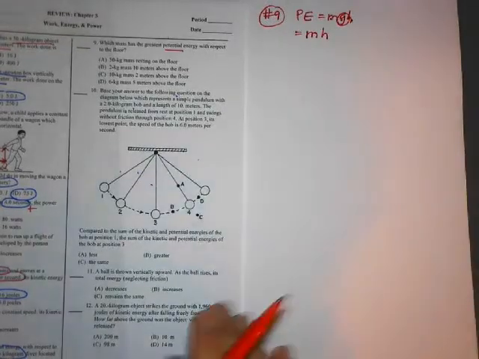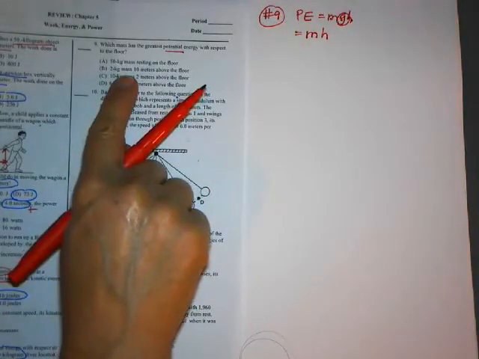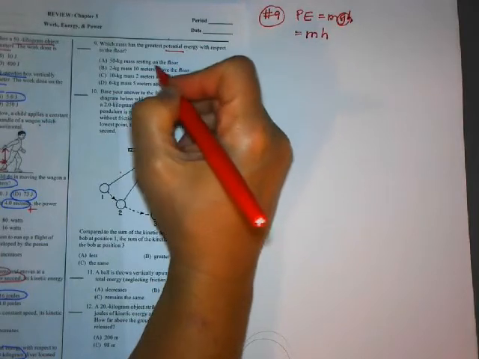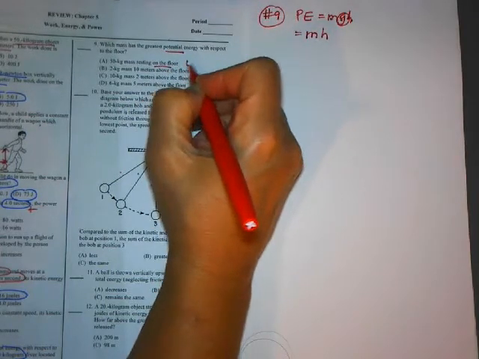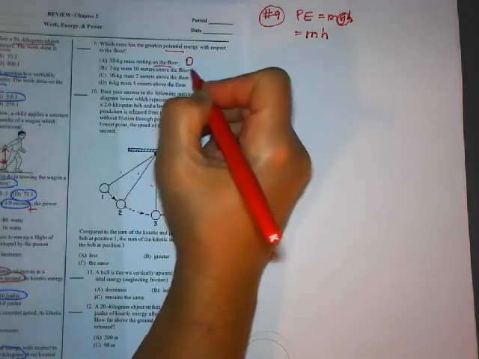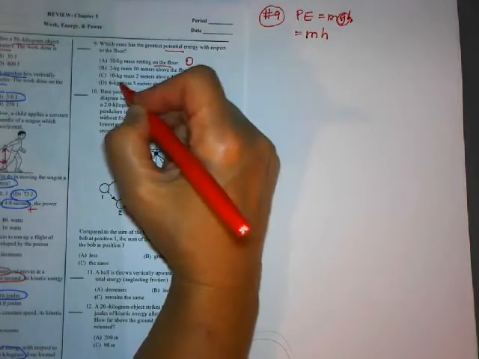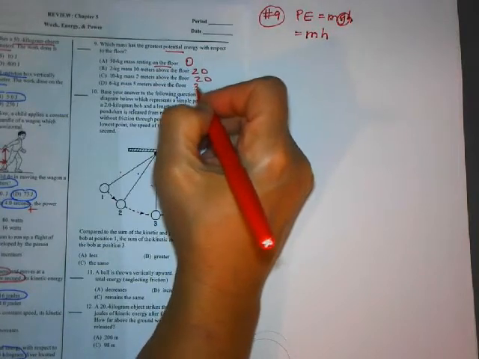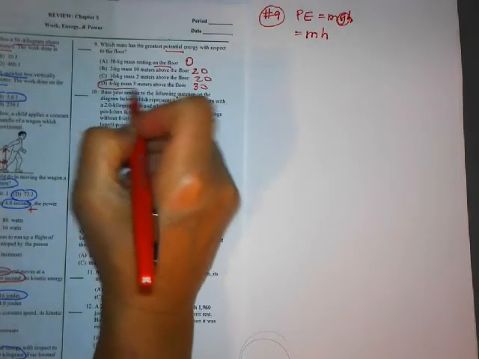So when we look at this, we'll just say, okay, 50 times 0, because it's on the floor, is 0. 2 times 10 is 20. 10 times 2 is 20. And then 6 times 5 is 30. So this is going to be our answer.